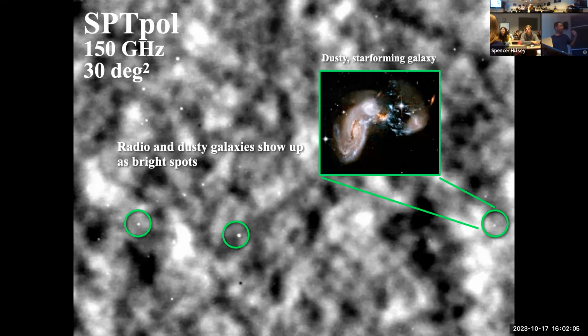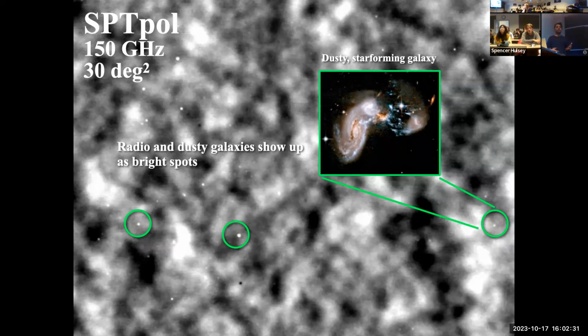But there are also these bright spots. These are actually galaxies. When we are looking at a region of the sky using these 150 gigahertz or sub-millimeter telescopes, we don't just observe the CMB, but we also observe things like galaxies, quasars, and dusty star-forming galaxies. They also emit in the same wavelengths, so they appear as these bright spots for us.